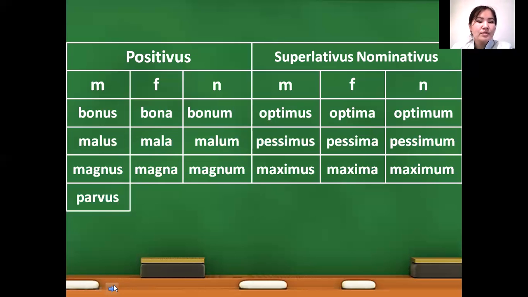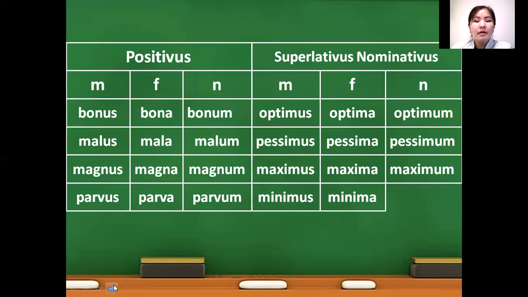Next exception adjective is parvus, little or small. For masculinum parvus, for femininum parva, for neutrum parvum. So the smallest or the least, masculinum minimus, femininum minima, and neutrum will be minimum. So guys, today I taught you how to indicate stem of adjective and how to construct comparative and superlative forms of Latin adjectives. And also we discussed some exception adjectives.